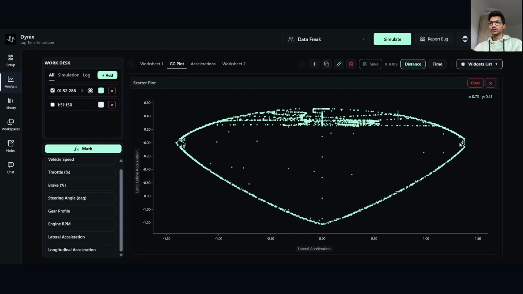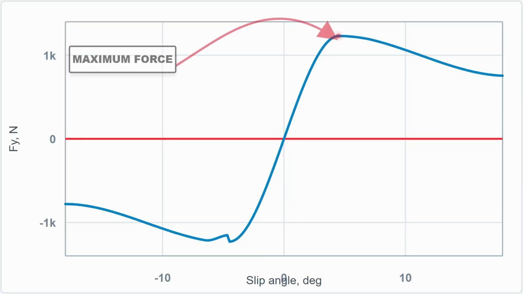The reason why the GG plot matters is the tires. A tire can only generate a limited amount of force. If you use a lot of that force for braking, you have less left for cornering. If you use a lot of it for cornering, you have less left for accelerating out of the corner or braking for the next corner sequence. That is the basic idea behind the tire friction circle.